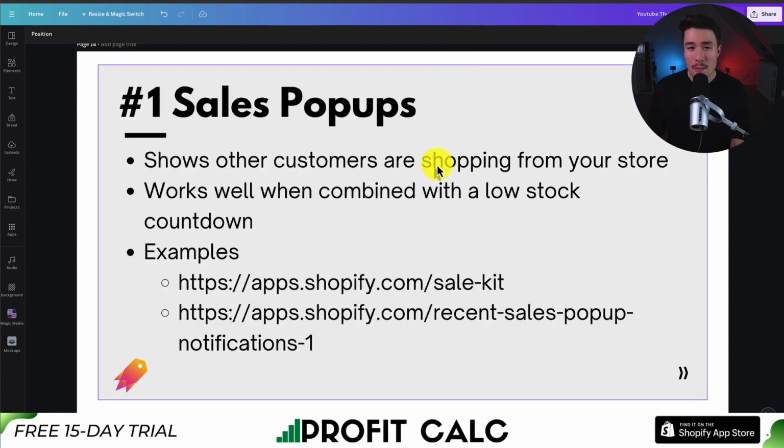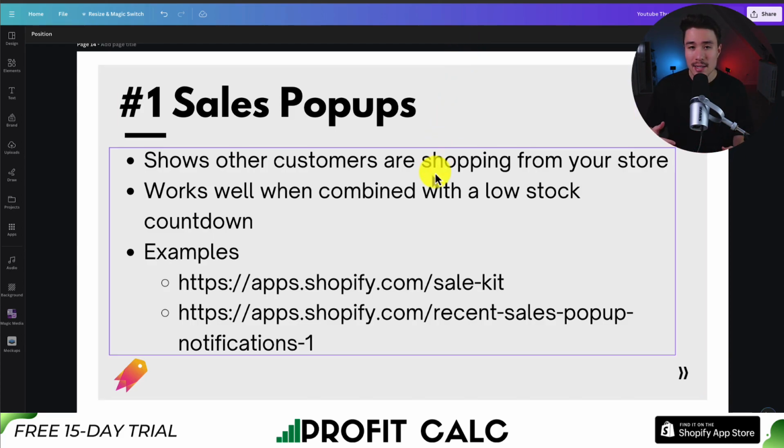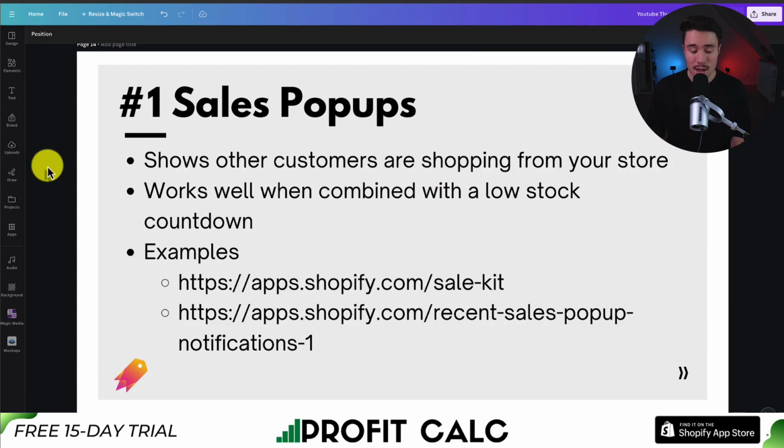And so this sales pop-up is just going to show up on your store, and it's going to say, hey, so-and-so just purchased something, or so-and-so is visiting your store. This works really well when it's combined with a low stock countdown. Let's say you're doing a limited supply drop where there are 10 units remaining. If you're looking at the product and on your screen are tons of pop-ups of other people purchasing the product, you might think to yourself, I really have to get this now or I'm going to miss out.